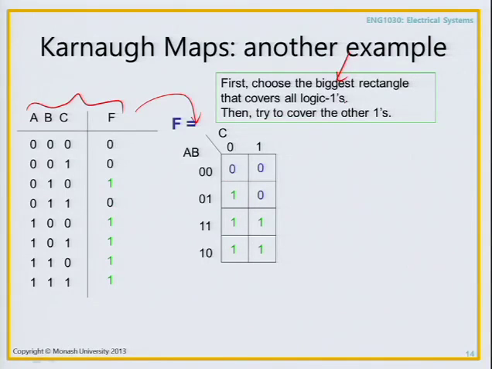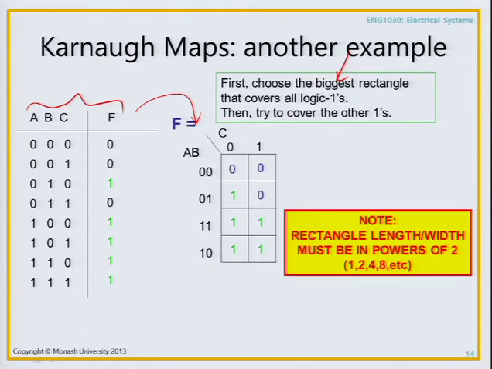So what would be the biggest box that you could put in that covers the most ones here? What would be the length and width? 2 by 2, okay? So 2 by 2 fits the bill because its length and width are both powers of 2, and it covers the most number of ones possible. It covers 4 ones. So here's the note: the rectangle length and width must be powers of 2.